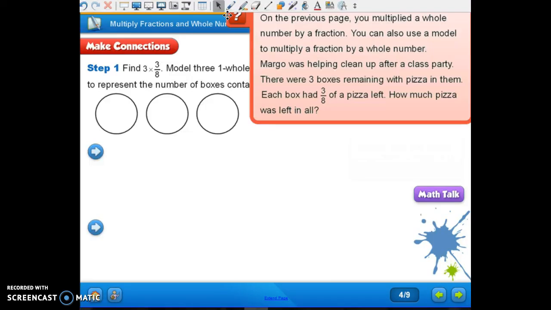Margot was helping clean up after a class party. There were 3 boxes remaining with pizza in them. Each box had 3/8 of a pizza left. How much pizza was left in all?